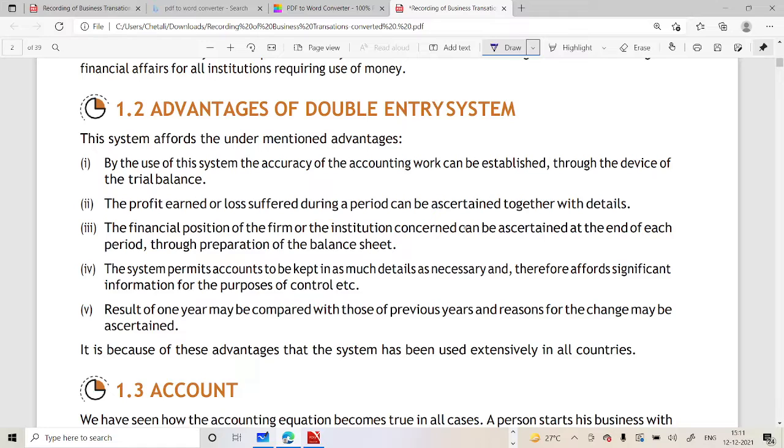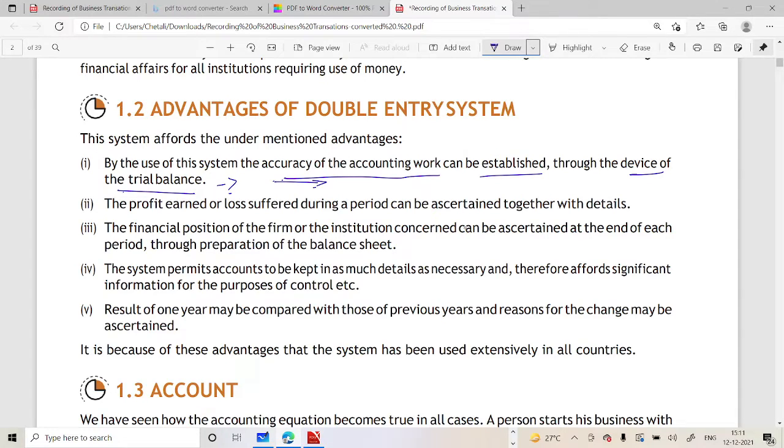So we'll go through the benefits or advantages of a double entry system. When we use this system, the accuracy of accounting work can be established through the device of the trial balance, right? Because the trial balance will help us trace all the balances from different accounts, so you can easily trace all the accounts. And even in a hedge fund or mutual fund, maybe even in investment business, you would have seen that we do the recon, right?